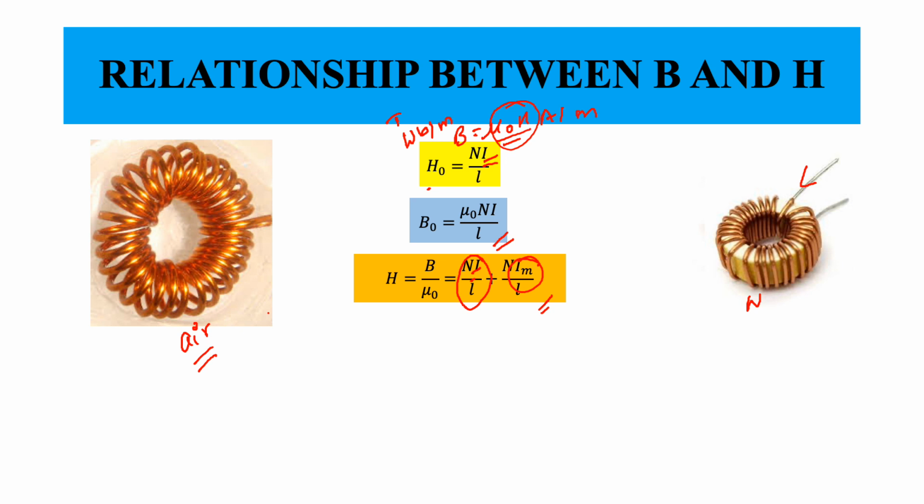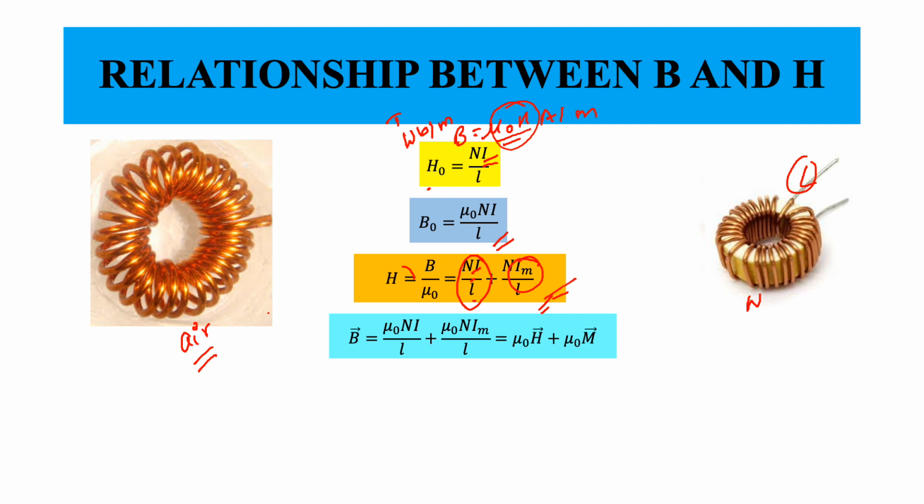So B is equal to mu naught N i by L, just to focus on the field produced by this current. So this is actually the H field. Instead of writing B by mu naught, you could write it as the H field. H is supposed to be independent of magnetic material. So H is given by N i by L plus N i m by L, right? So the H field will be equal to B by mu naught.